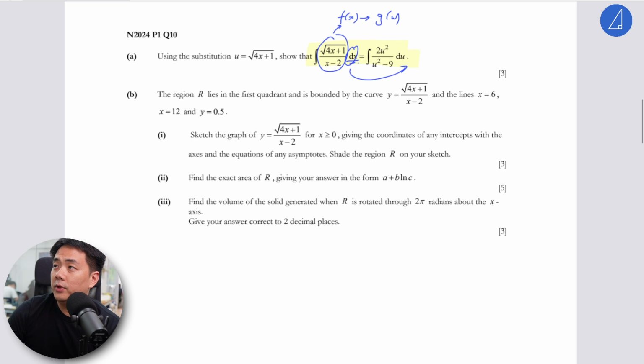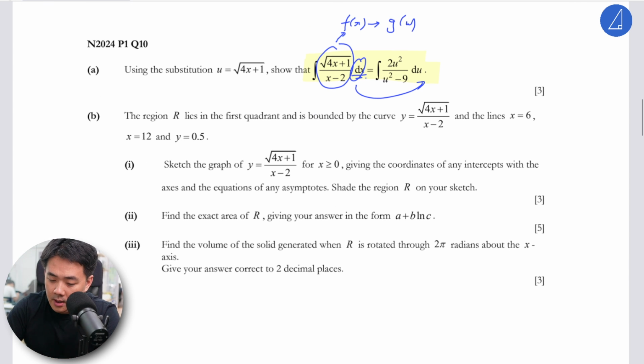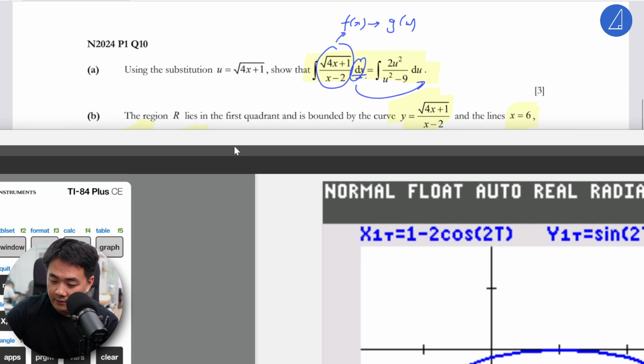So let's look at part B. The region R lies in the first quadrant and is bounded by this curve, the line x equals 6, this and this. Can I just draw it out first? Obviously, bring out a GC, plot the graph and hope for the best.